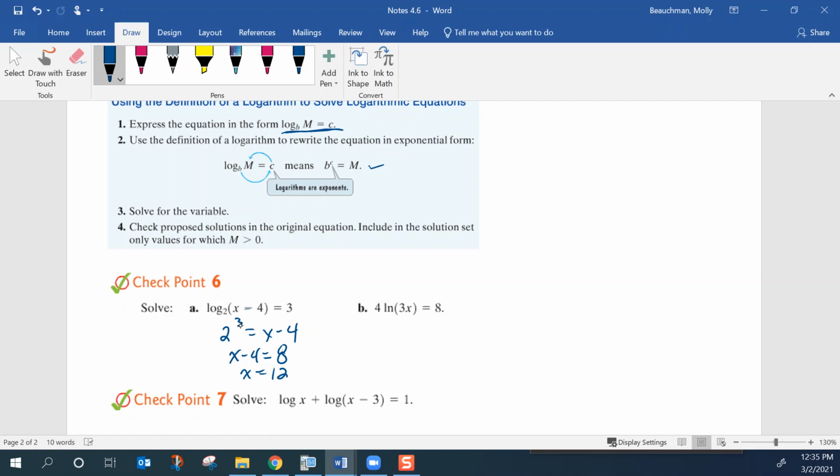Then on these, since the domain of logarithmic functions has to be the log of a positive number, check and make sure it works. X equals 12, 12 minus 4 is 8. We could take the log base 2 of 8 is equal to 3.